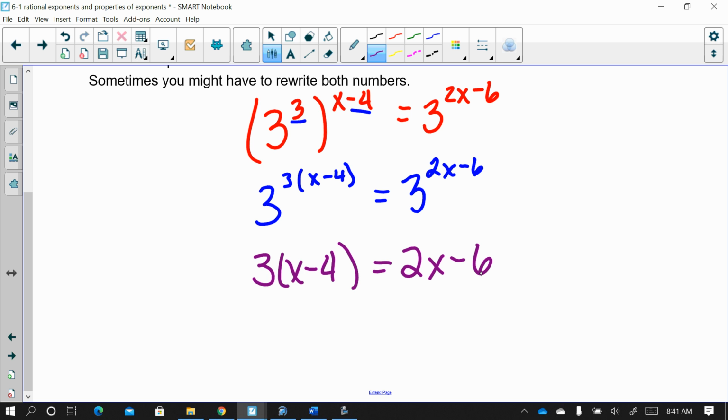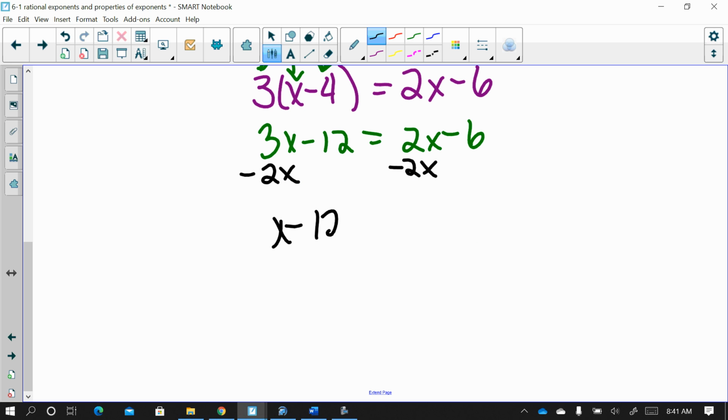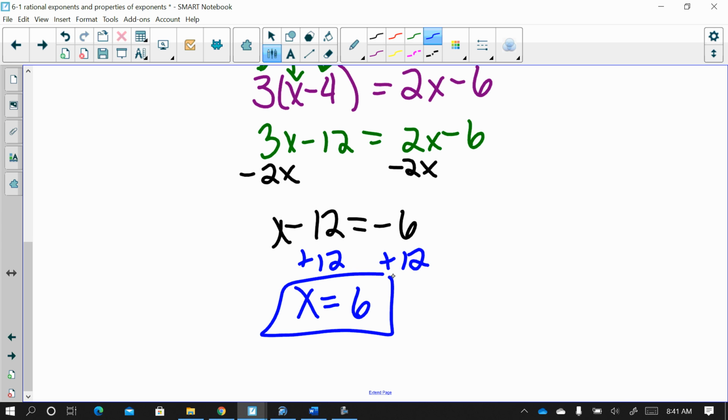And we're good at solving this stuff. So let's go ahead and solve. Distribute here. 3x minus 12 equals 2x minus 6. I'm going to subtract 2x from both sides. X minus 12 equals negative 6. Okay, let's add 12 to both sides to get x by itself. Therefore, x equals 6.